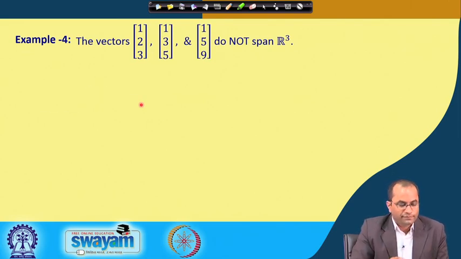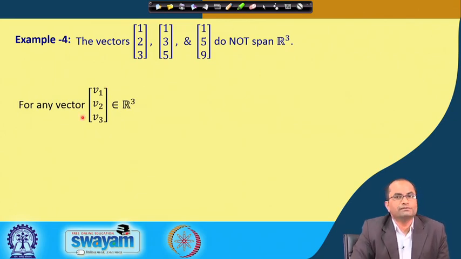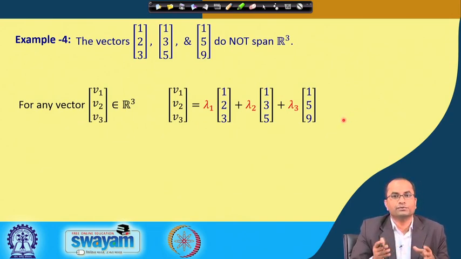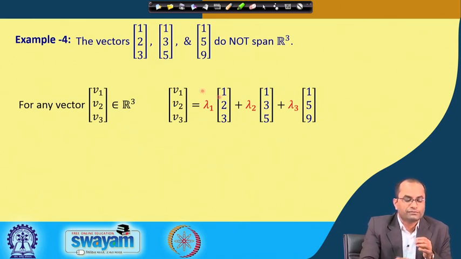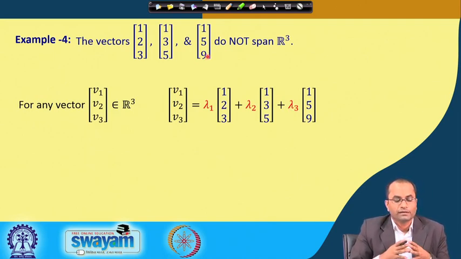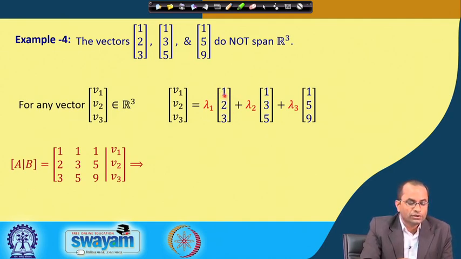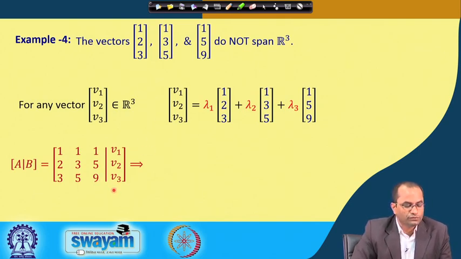How to check this? We will take a general vector v1, v2, v3 as usual, and we will try to write down this v1, v2, v3 in terms of lambda 1, lambda 2 and lambda 3. So, lambda 1 with the first vector, lambda 2 with the second vector and lambda 3 with this third vector 1, 5, 9. Writing this in terms of the lambdas, we have the augmented matrix with the coefficient matrix 1, 2, 3, 1, 3, 5 and 1, 5, 5, and the right hand side v1, v2 and v3. We need to reduce it to the echelon form.